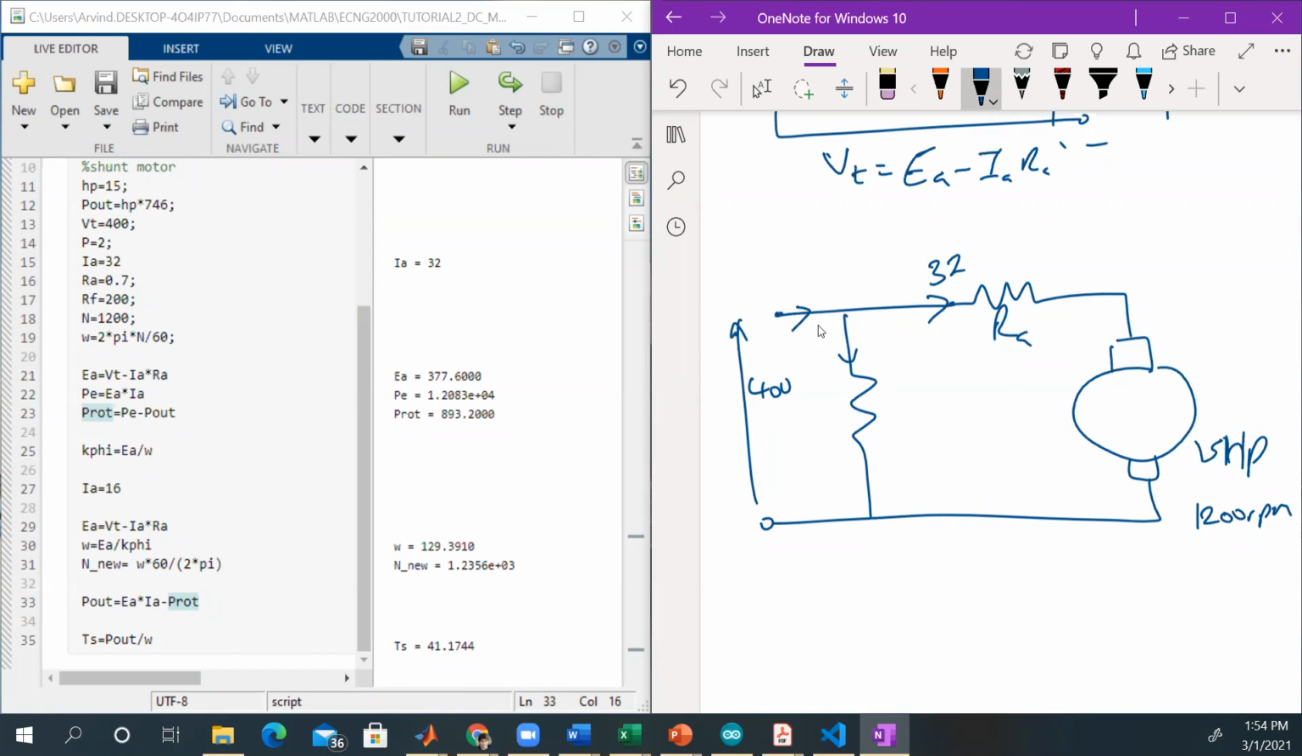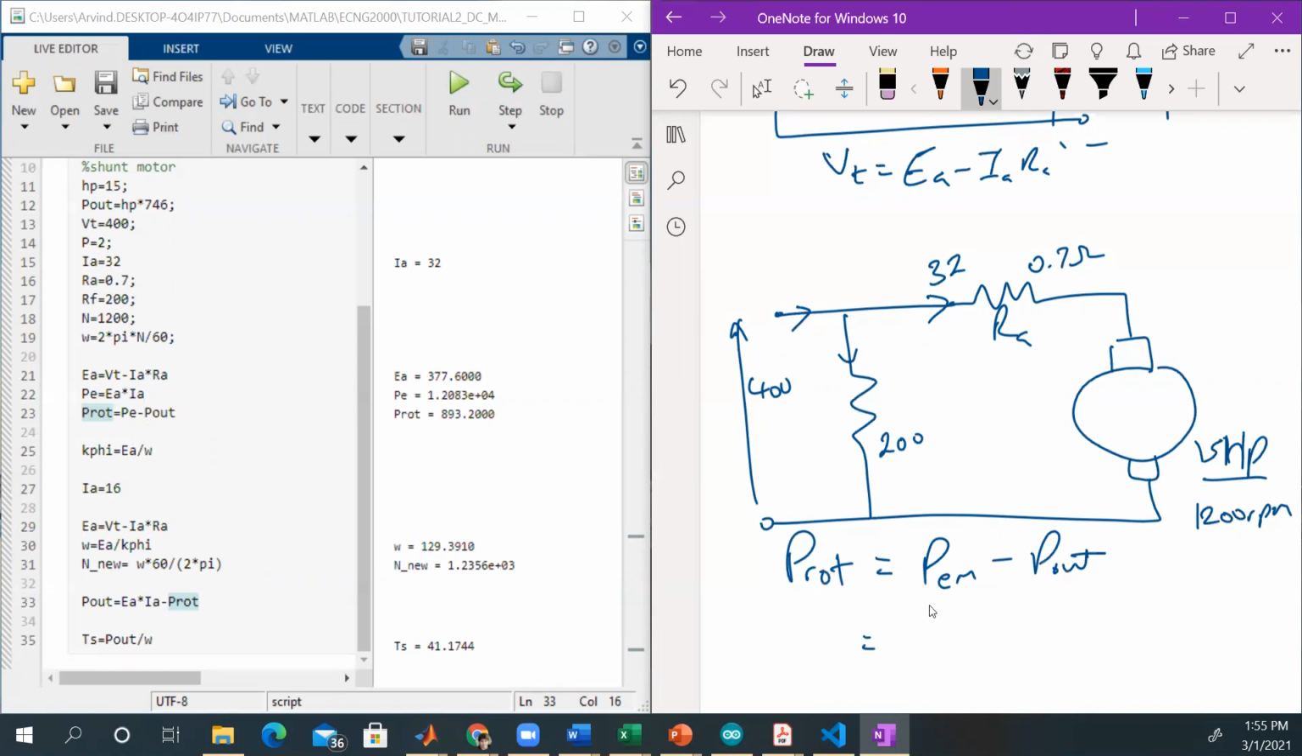So field resistance 200 ohms, armature resistance 0.7 ohms. And we want to find the rotational losses for the machine. So rotational losses again is PE minus P out. We have P out, 15 horsepower. We need to find PE. To find PE, we need to find, so we have P rotational losses is equal to P EM minus P out.